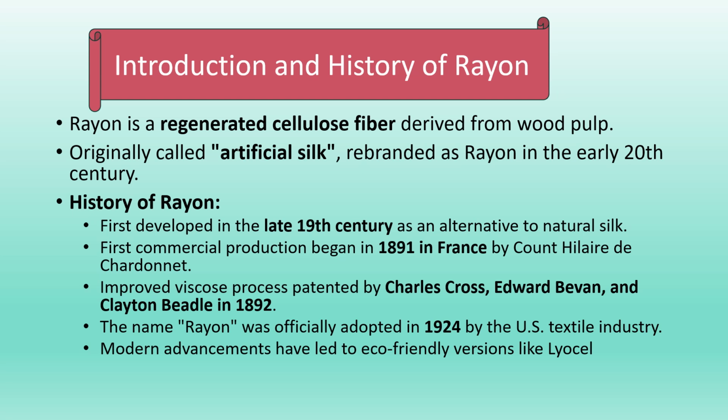It was first developed in the late 19th century as an alternative to natural silk. The commercial production began in 1891 in France by Count Heller. The improved viscose process was patented by Charles Cross, Edward Bevan, and Clayton Bedell in 1892. The name rayon was officially adopted in 1924 by the US textile industry. Modern advancements have led to eco-friendly versions like Lyocell.